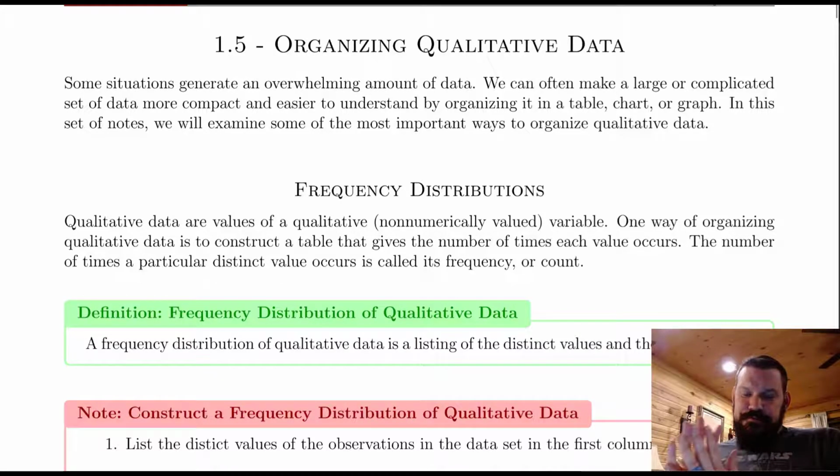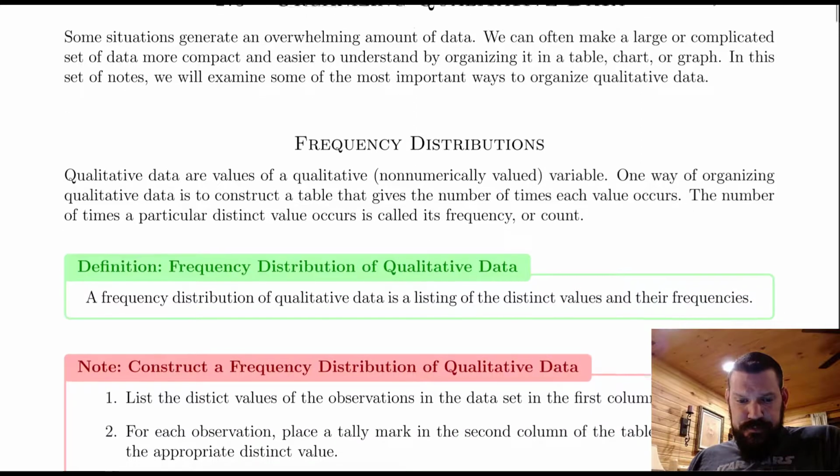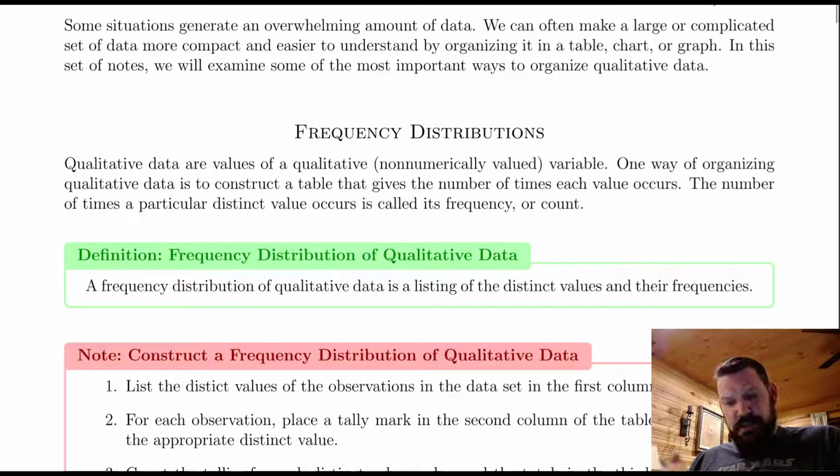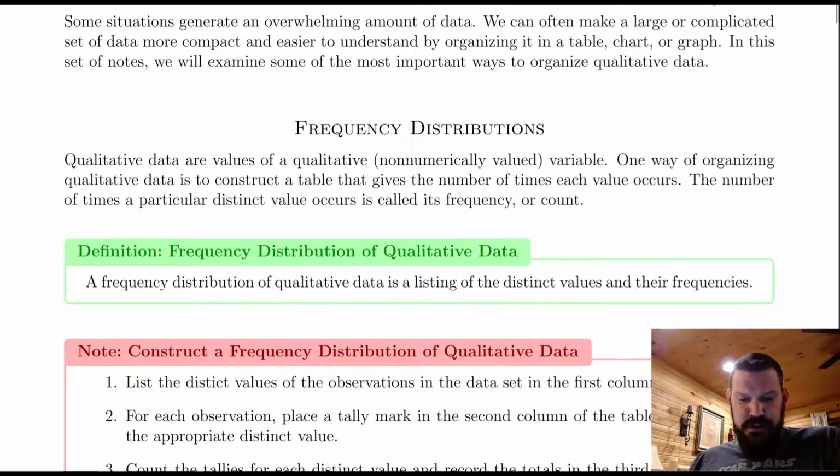A lot of times in statistics, there's a lot of terms that come up, and they are pretty straightforward in their definition. You just have to get used to the terminology. So you can see right here, the first thing we're going to talk about are frequency distributions. Frequency distribution, it's really simple. It just simply means counting what you're looking at. There in the green box, you can see that a frequency distribution of qualitative data is a listing of the distinct values and their frequencies.